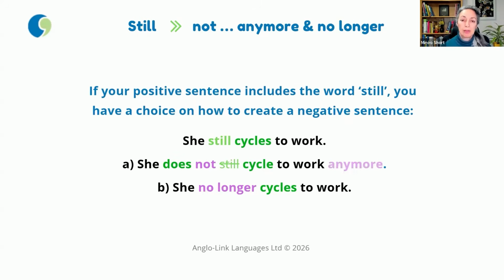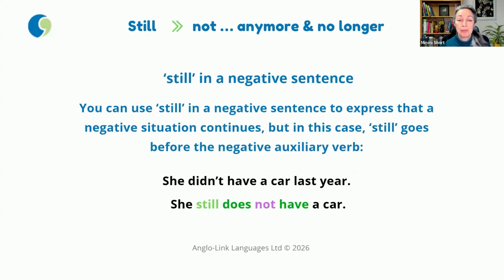Now, a very important thing that you need to know is that you may sometimes use still in a negative sentence, but this expresses something a little different. This expresses that a negative situation continues. A negative situation in the past continues into the present. But be very careful that in this case, still goes before the negative auxiliary verb. For example, she didn't have a car last year, and she still does not have a car.